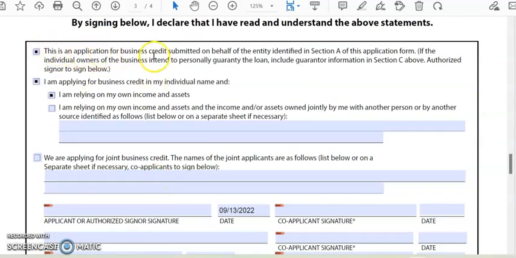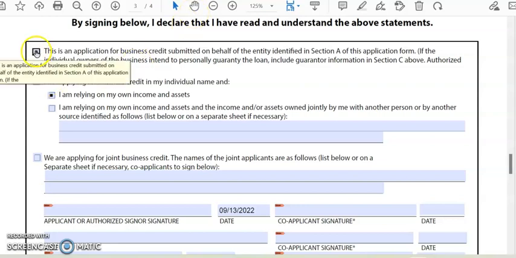Now, signing down below, this section is also very important. This is an application for business credit submitted on behalf of the entity identified in section A, which was Paul's Plumbing at the very top of the application form. If the individual owners of the business intend to personally guarantee the loan, which most of the time banks and credit unions do require, include guarantor information in section C above. In that case, I am also putting myself as personal guarantor because I put in my information above. So I'm going to hit that button here.